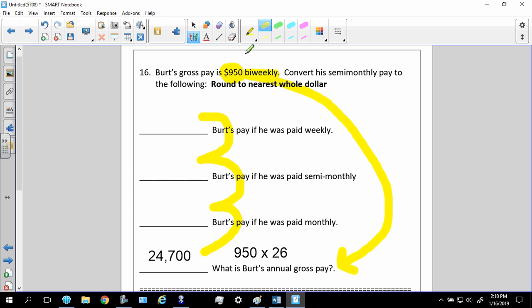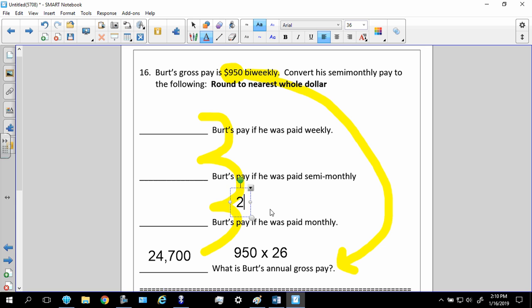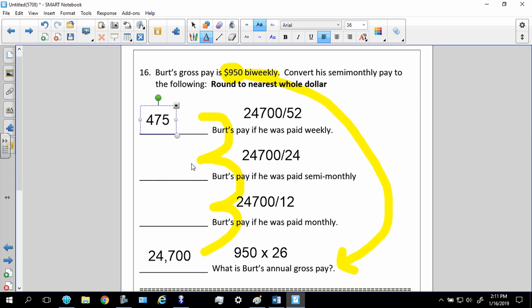All right. So to find monthly, I'm going to take 24,700 and divide that by 12. For semi-monthly, divide that by 24, and then weekly, divide that by 52. So when I do the math, he's getting paid, rounded to the nearest whole, $475 weekly, $1,029 semi-monthly, and then monthly, $2,058.